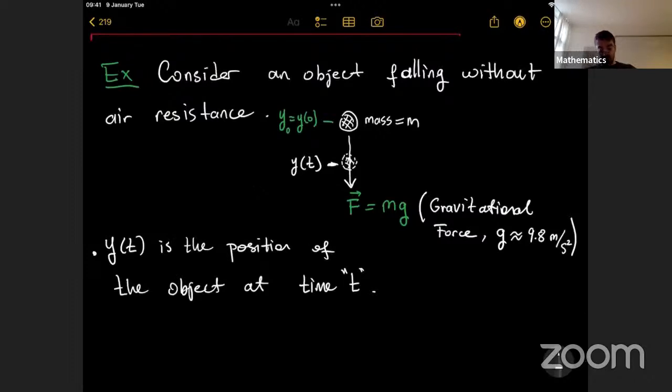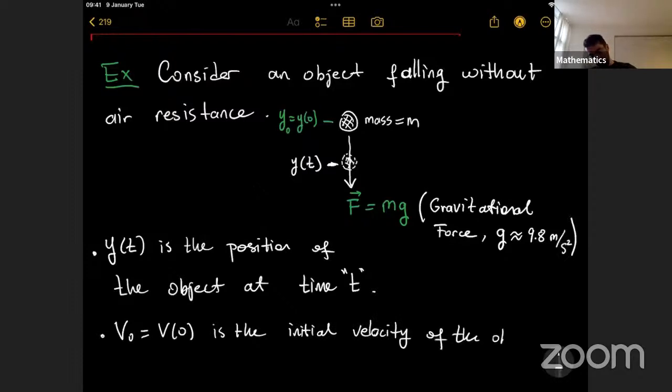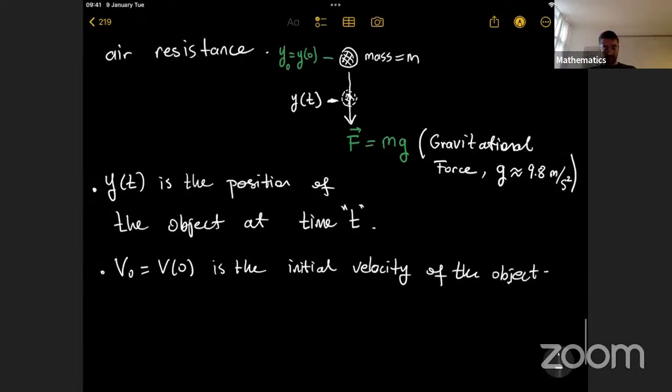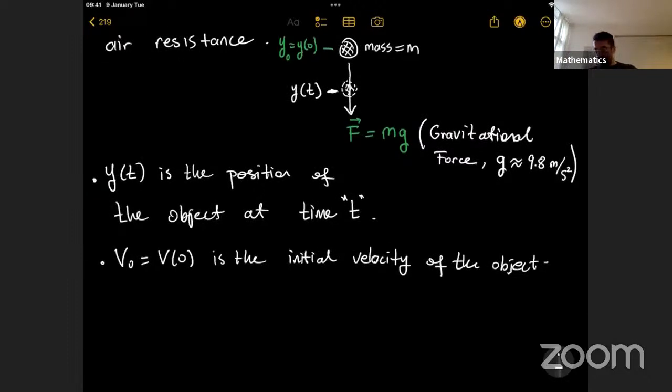So there might be an initial velocity. If there is an initial velocity, let's say v of 0 is the initial velocity of the object. Well, of course, if you drop this mass object without any force, it's basically zero, right? Initial velocity is zero, but you can do this with a force, and then there is an initial velocity in that case. So let's write the initial value problem here.